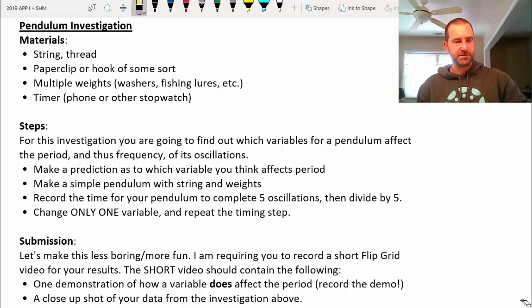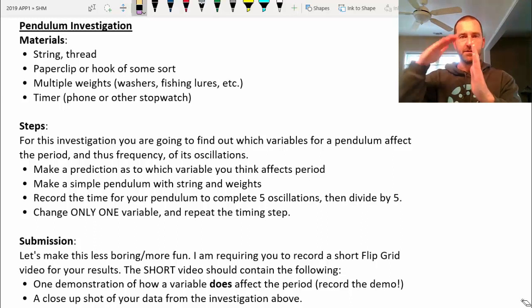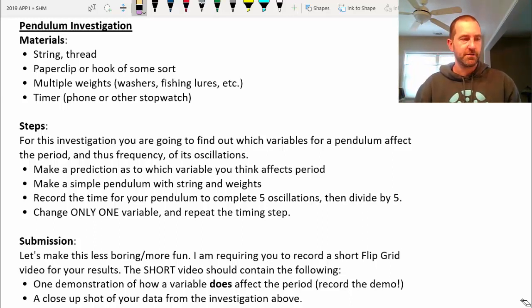But the steps I want you to follow are to make a prediction as to whether you think those variables will affect it. So the mass that's hanging on there, you think it's a direct or inverse relationship? If you think you increase the mass, the period will increase or decrease or stay the same. The length of the string, same idea, as well as the amplitude, the angle that you pull it out. And we're looking for dramatic changes here.